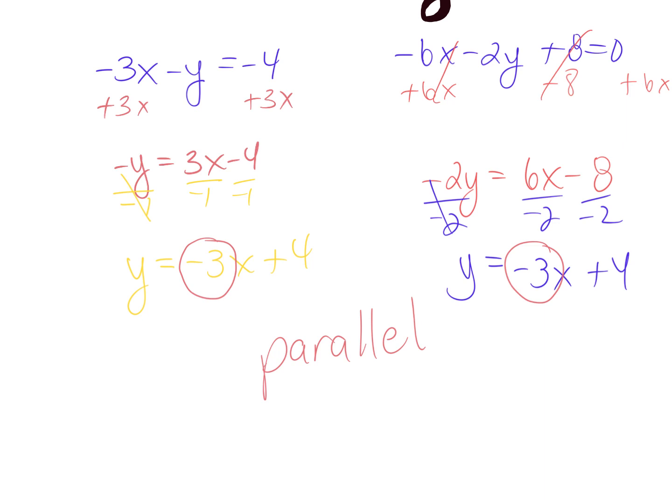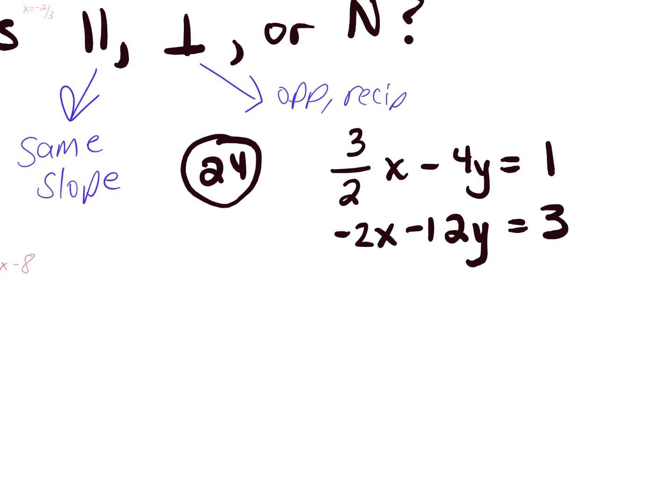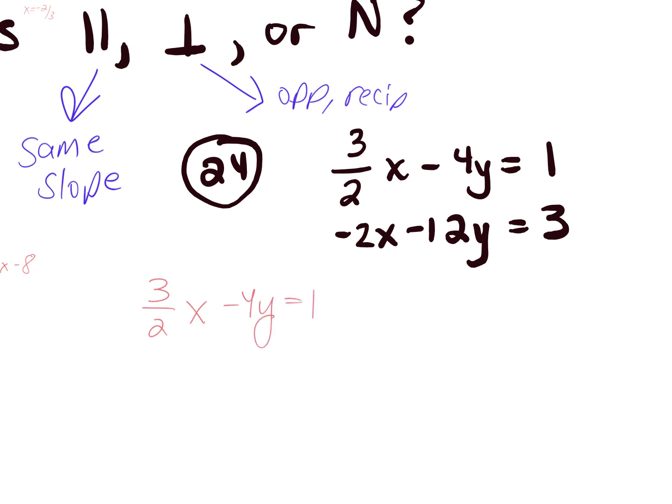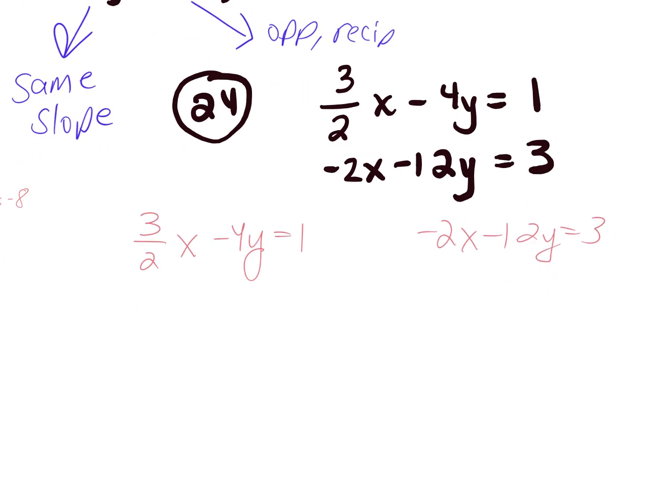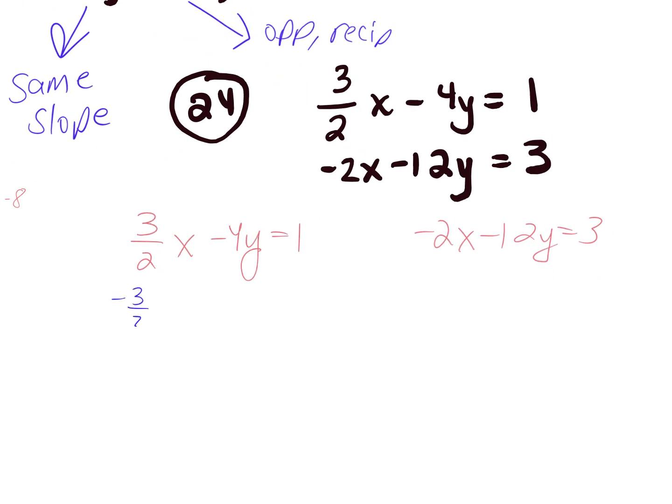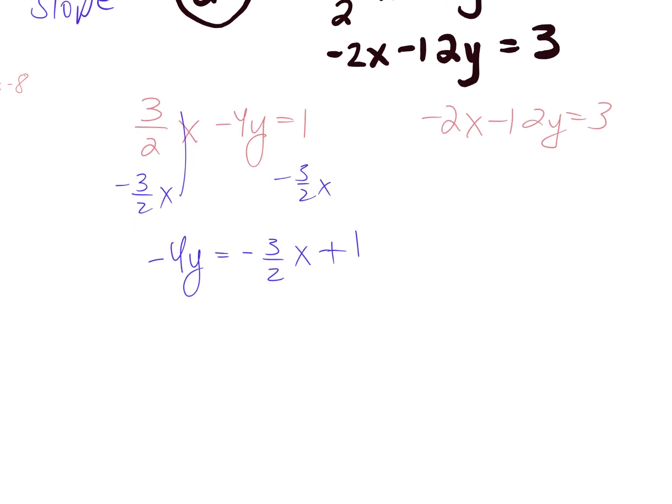I'll do an example right here. All right, same thing. Let's write our two equations. 3 over 2x minus 4y equals 1, and negative 2x minus 12y equals 3. So y equals mx plus b. We're going to subtract 3 over 2x. So negative 4y equals negative 3 over 2x plus 1. Agreed? Yes? Okay, now what do we do?